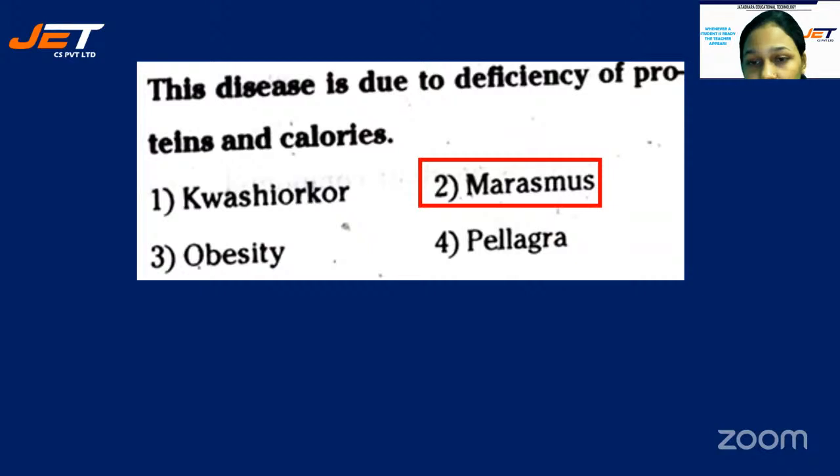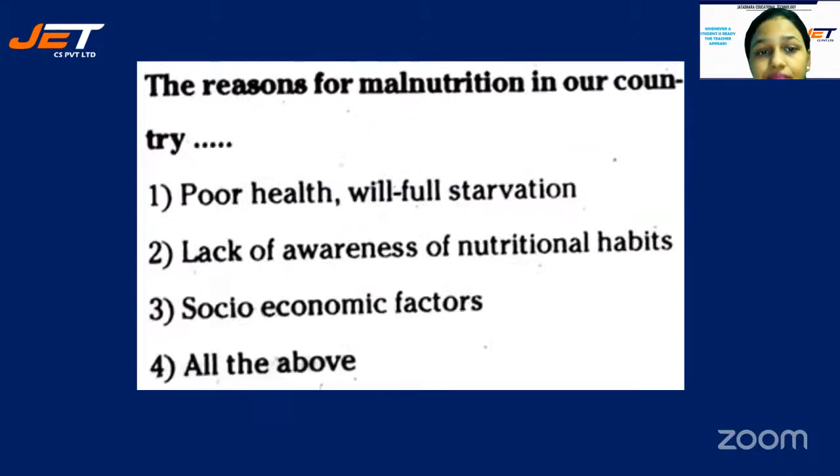Next question. The reasons for malnutrition in our country. Your options are number 1, poor health with full starvation. Number 2, lack of awareness of nutritional habits. Number 3, socio-economic factors. Number 4, all the above.